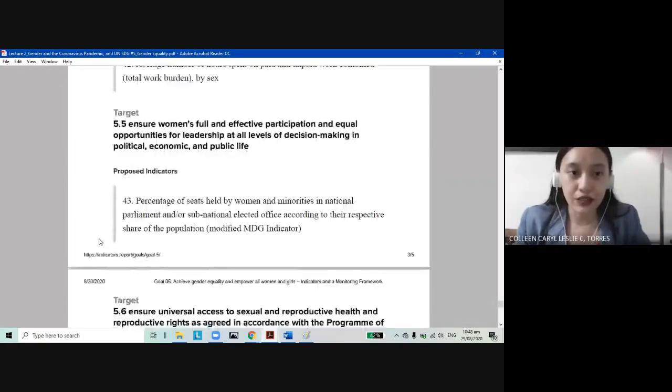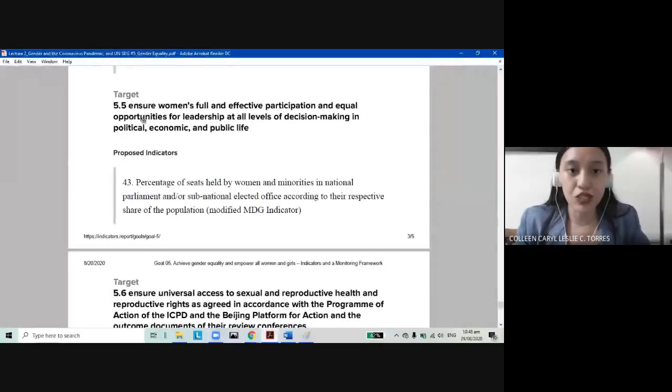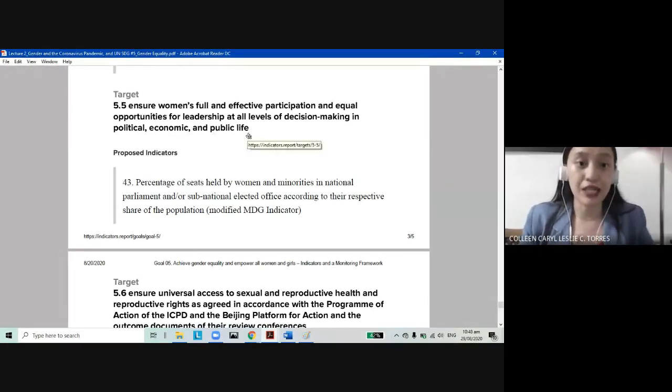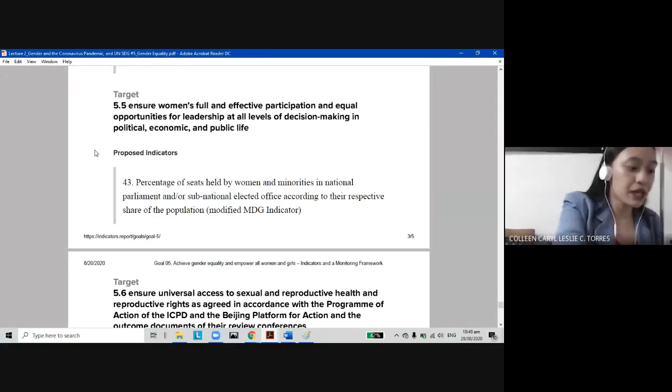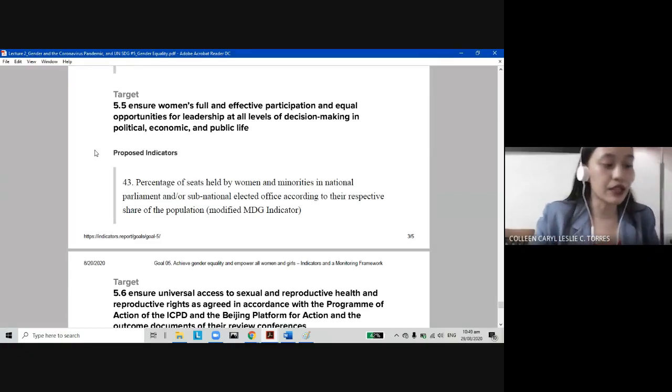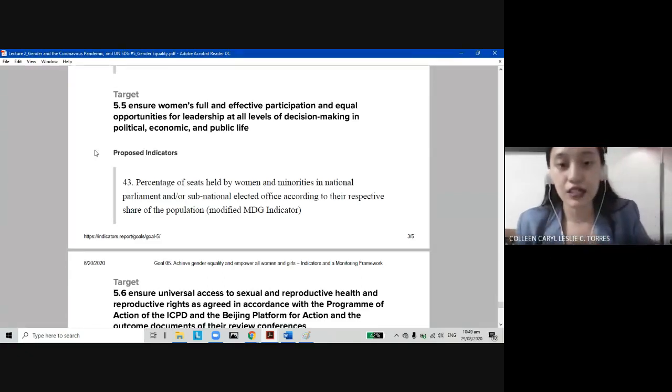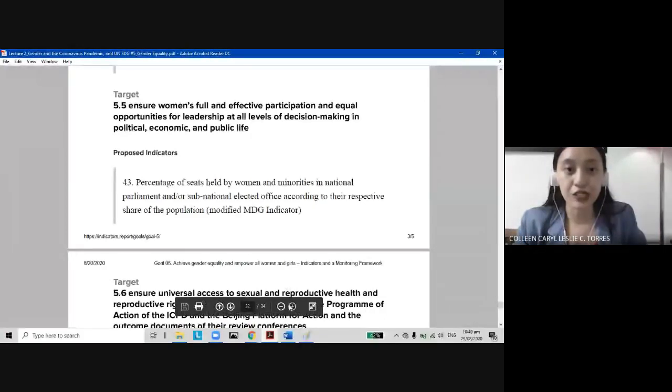Another indicator for gender equality would be to ensure women's full and effective participation and equal opportunities for leadership at all levels of decision making. So some campaigns can be done or has been done relating to this. For example, I believe that UN Women has also increased campaigns relating to increasing women's full participation in leadership.